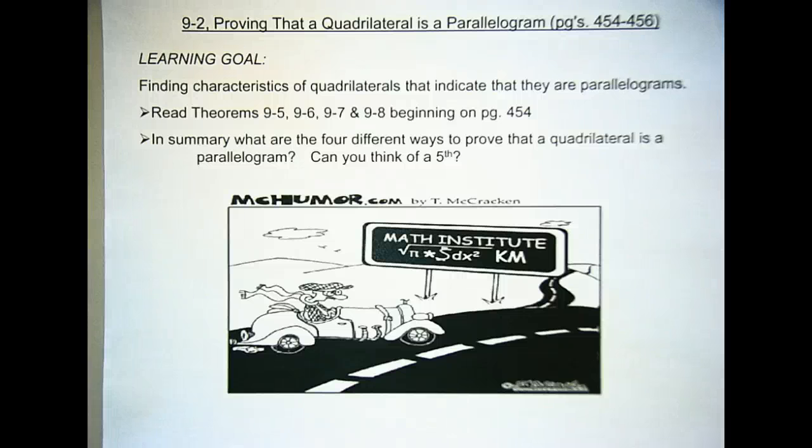4 ways to prove that a quadrilateral is a parallelogram. So think back to yesterday and what we talked about with parallelograms. What were the properties of the parallelograms? If you can think of those properties from yesterday, then you will have the 4 ways. So what were the unique properties of a parallelogram? Go ahead and talk to your neighbor about it.